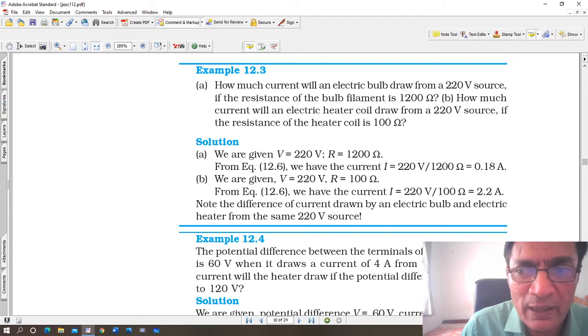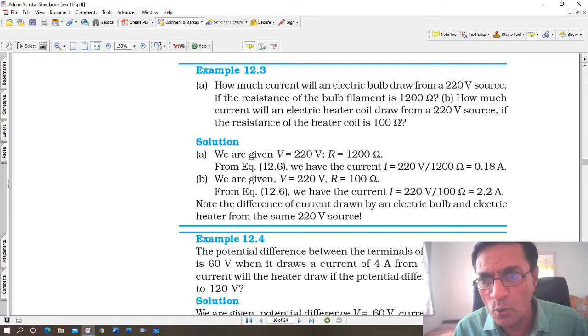How much current will an electric heater coil draw from a 220 volt source if the resistance of the heater coil is 100 ohms? Both the questions are based on Ohm's law. V is equal to I into R. Out of the three, two are given, and we have to find one. Alright, so we can use Ohm's law for this.